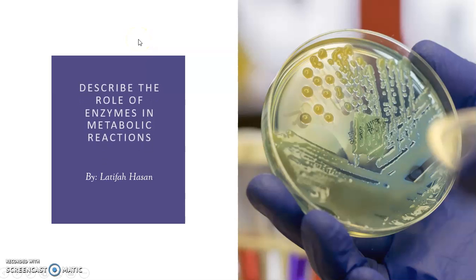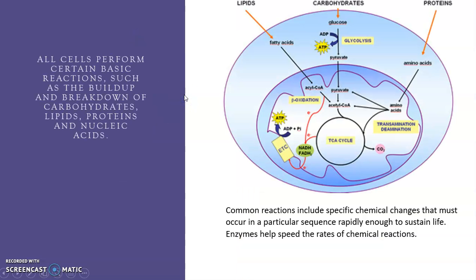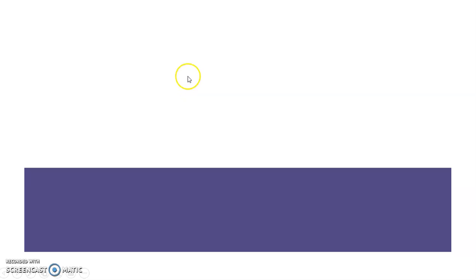Today I'm describing the role of enzymes in metabolic reactions. All cells perform certain basic reactions, such as the buildup and breakdown of carbohydrates, lipids, proteins, and nucleic acids. Common reactions include specific chemical changes that must occur in a particular sequence rapidly enough to sustain life. Enzymes help speed up the rate of these chemical reactions. Metabolic reactions require energy to proceed.